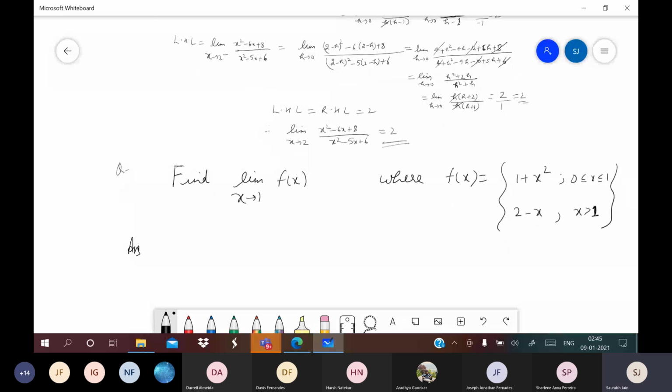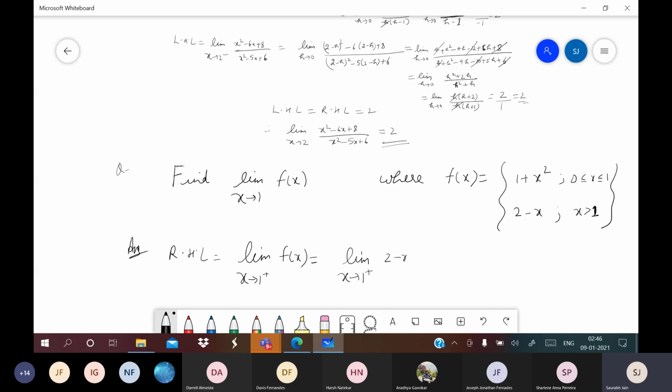So suppose I want to find RHL, which means limit x tends to 1 plus of f(x). Then can you tell me which of the two branches you are going to select in this particular limit RHL? Is it the upper branch or the lower branch? The second one.